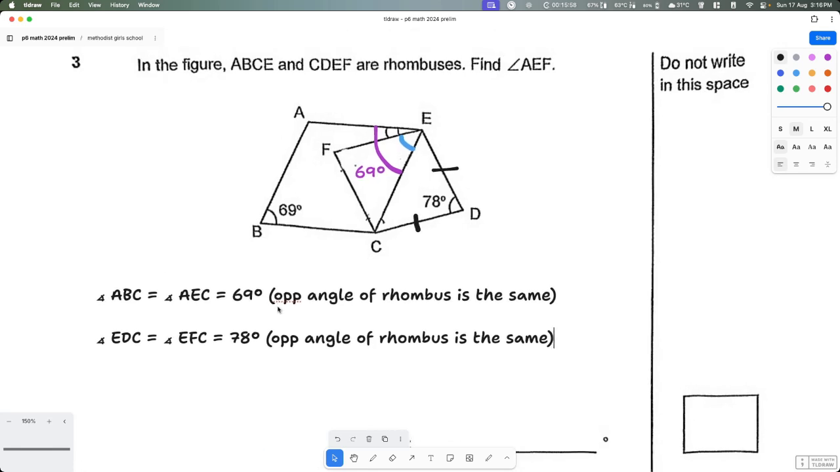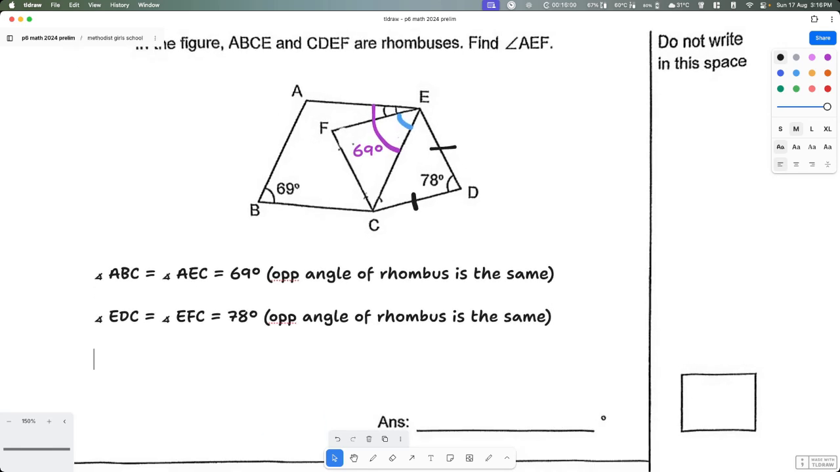Okay, rhombus is the same. All right, so I'll just put the angle here as 78 degrees. Okay, so I see over here, I'll put 69 on top. Okay, so then at the same time, this and this angle are the same as well.